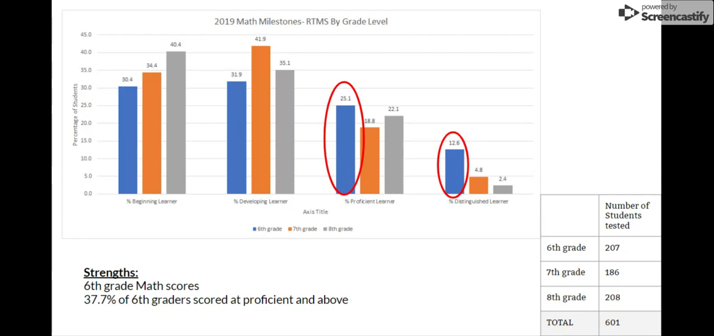Going into our scores here at Red Top Middle School, we tested 601 students for the math milestones in May 2019. And our strengths, again, include our 6th graders. So we had 37.7% of 6th graders scoring at proficient or above. Our weaknesses would be 8th grade math. We had 40% of students performing at level 1 or beginning. We also had 34% of 7th graders performing at that level 1.